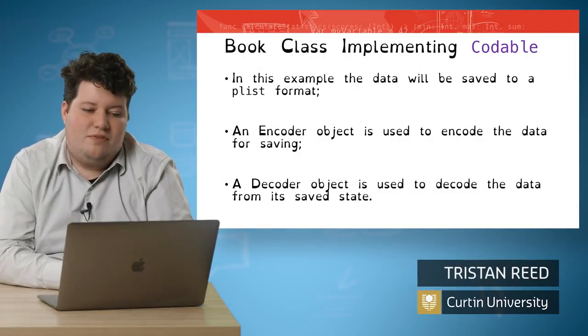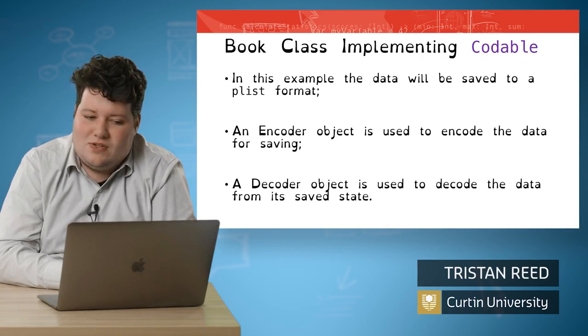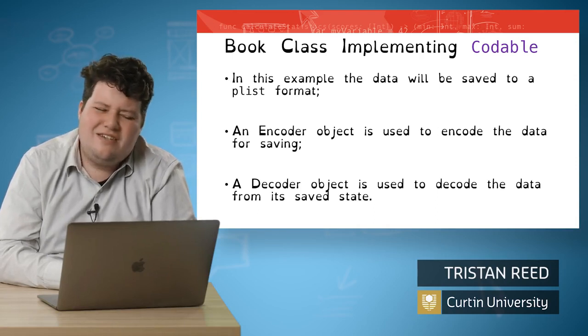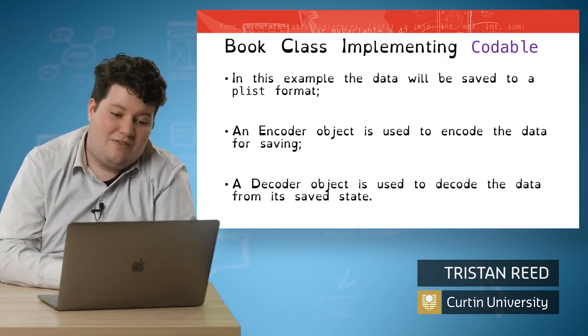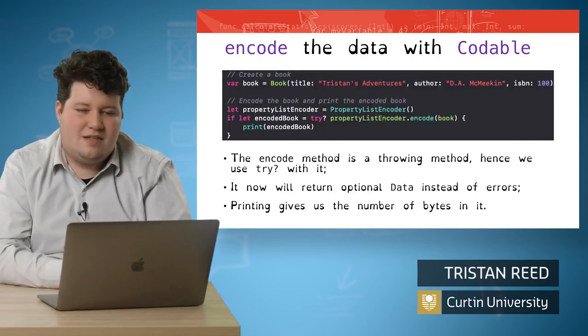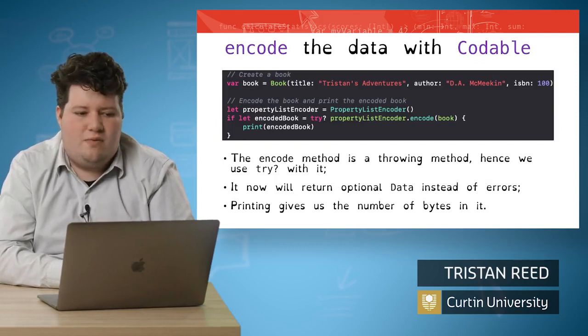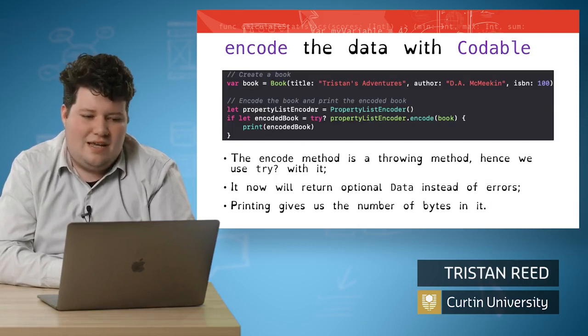In this example, the data will be saved into a plist format. An encoder object is used to encode the data for saving, and a decoder object is used to decode the data from its saved state, so our loading and saving. So let's go and look at those encode and decode in a little bit more detail. So we encode the data with codable. We have another screenshot that we can see in the slide here.